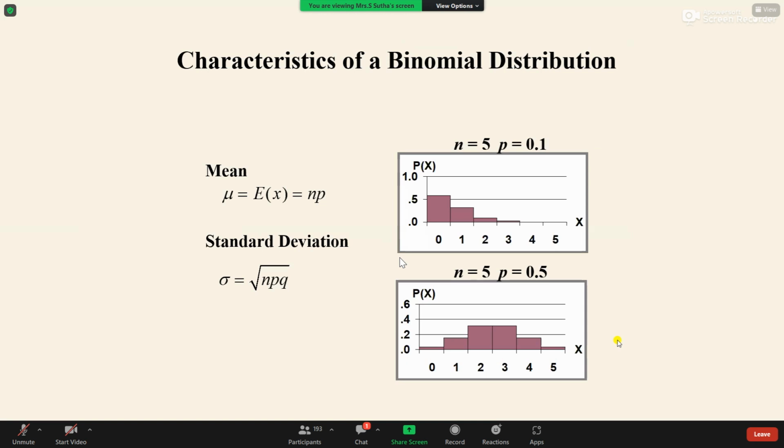So these are the examples for this one. And here we are also taking the mean value for a binomial distribution. How are we calculating the mean value? By using n and p.